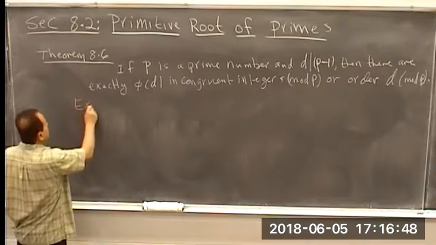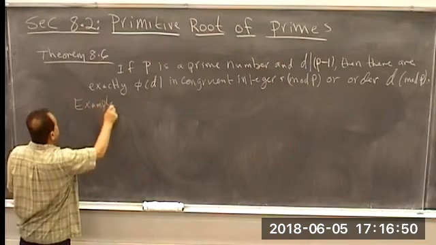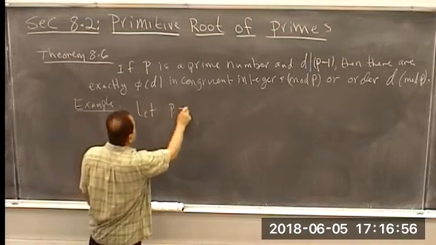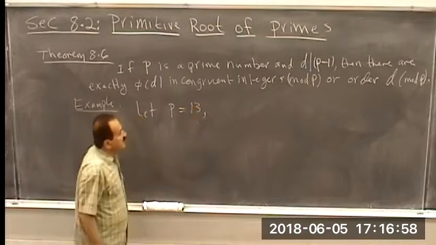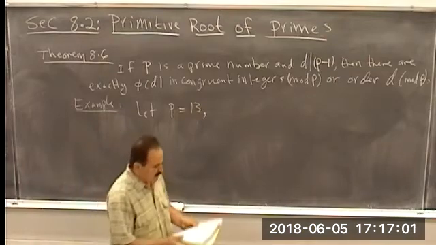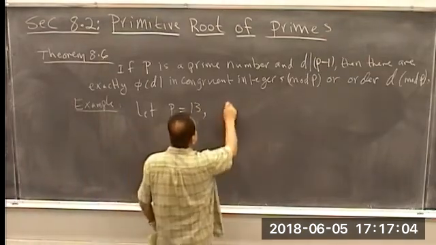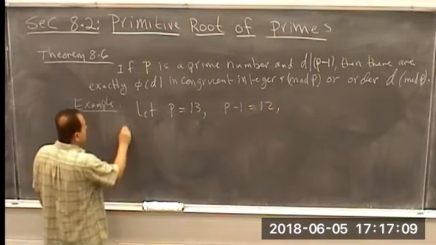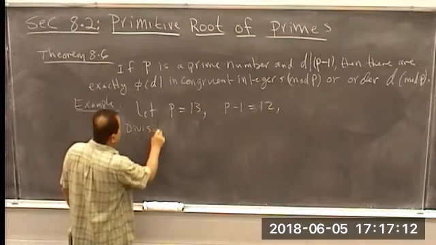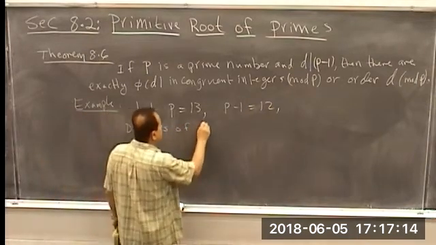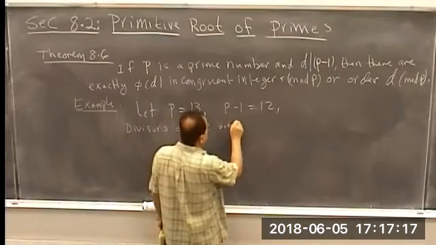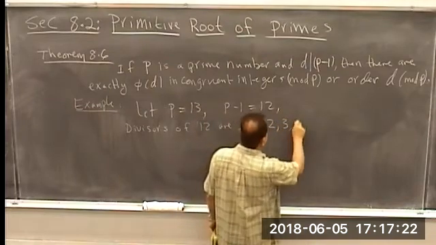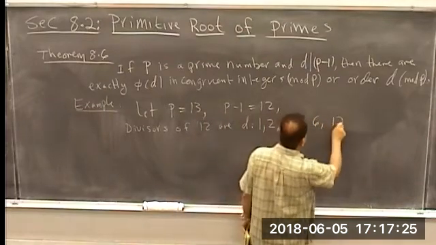So here's the example. I want to take p to be 13. And then we have p minus 1 equal to 12. And the divisors of 12 are d, which is 1, 2, 3, 4, 6, and 12.